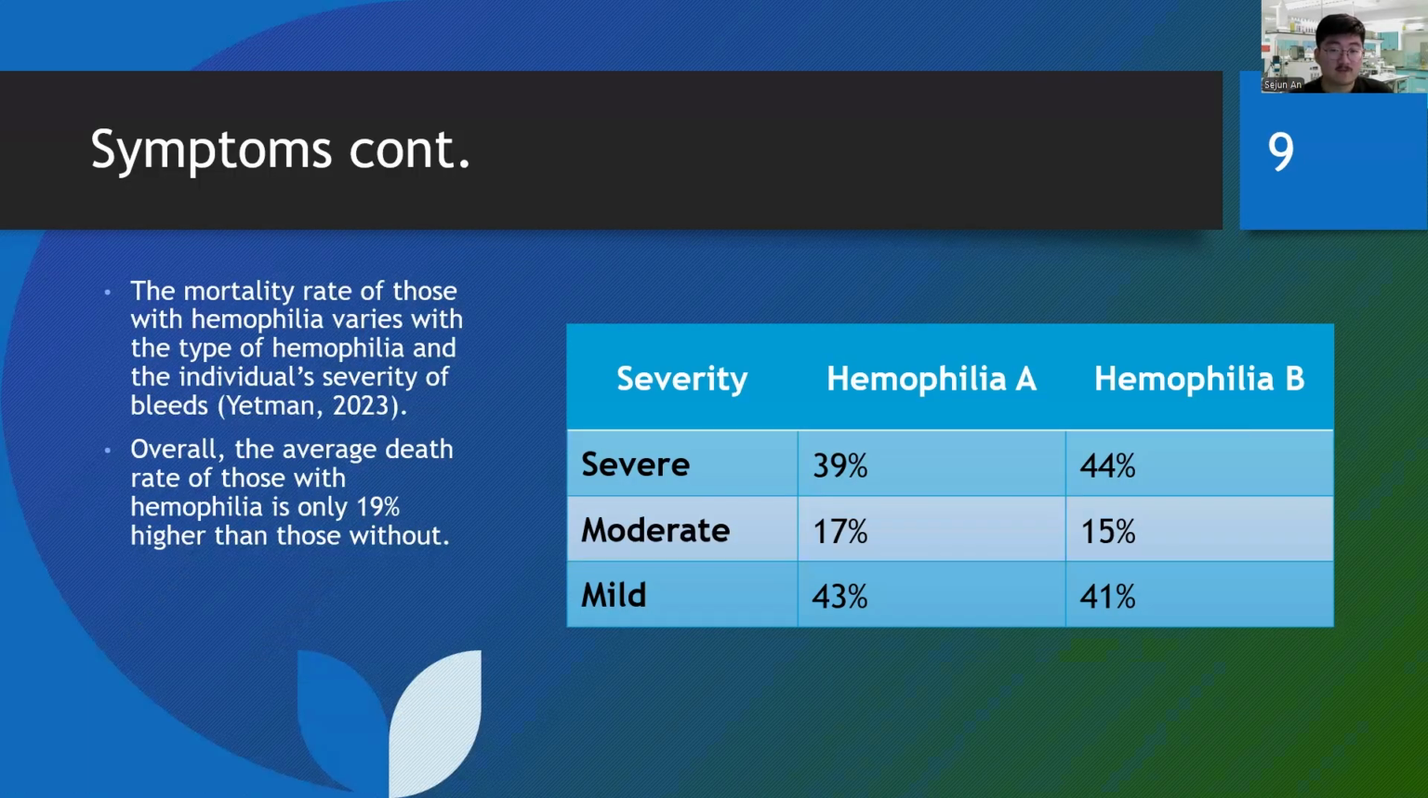The mortality rate of those with hemophilia varies greatly with the severity of how they bleed. Genetic variables allow for different people with the same type of hemophilia to have different rates of bleeding from injuries. This graph reflects the percentages of the population that have severe, moderate, or mild hemophilia, with most either being mild or severe. Overall, the total average death rate of those with hemophilia ended up being only 19% higher than healthy individuals.